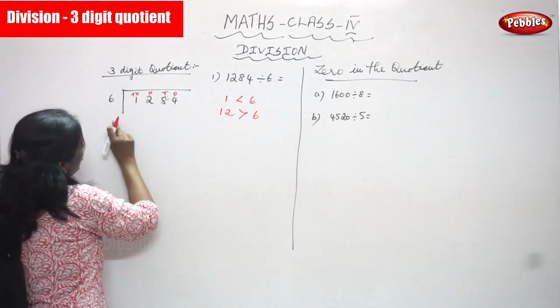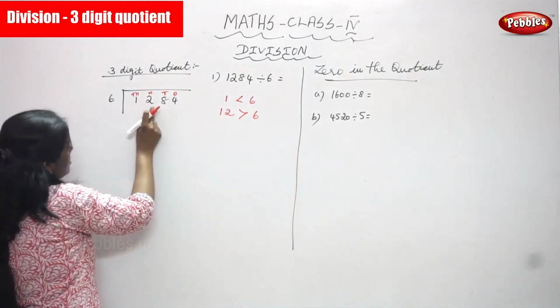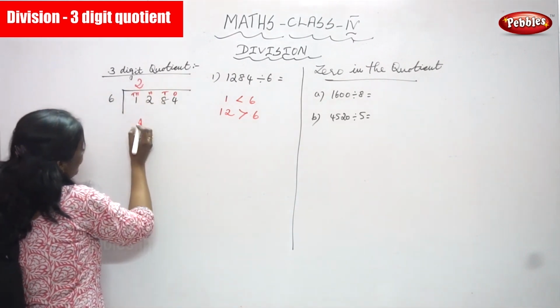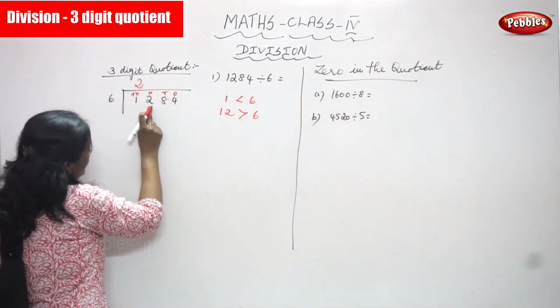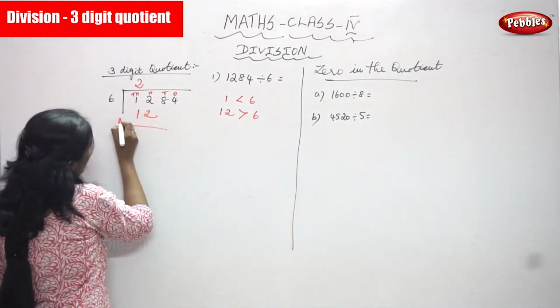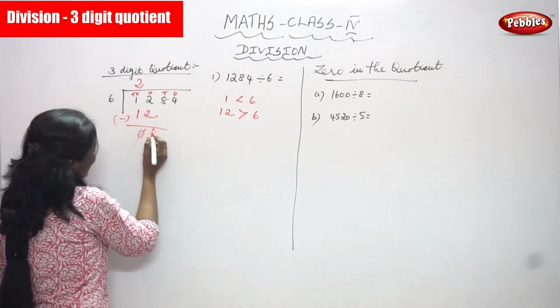So how many times does it go? In 12, 6 goes how many times? 6 2s are 12, you must write 2 in the quotient. So 12 minus 12, you get 0. Just cancel the 0.